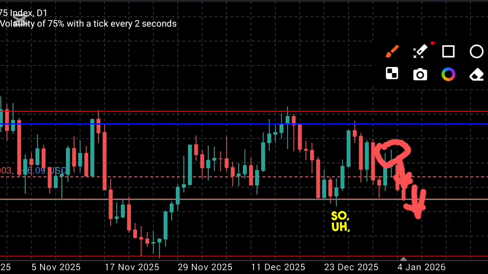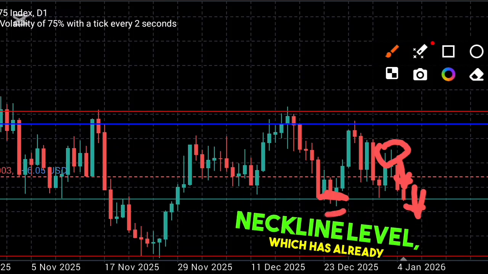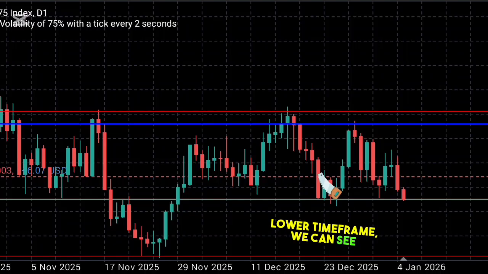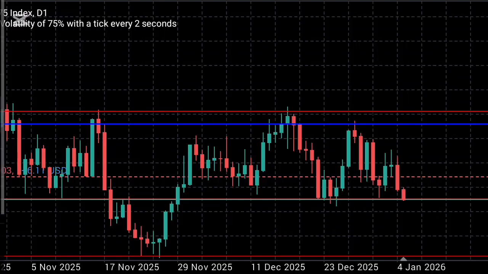So there's a chance that the level has already been touched. We're looking at the neckline level, which has already been touched. So if we go to a lower time frame, we can see more of this in detail. So let's go to 4 hours.